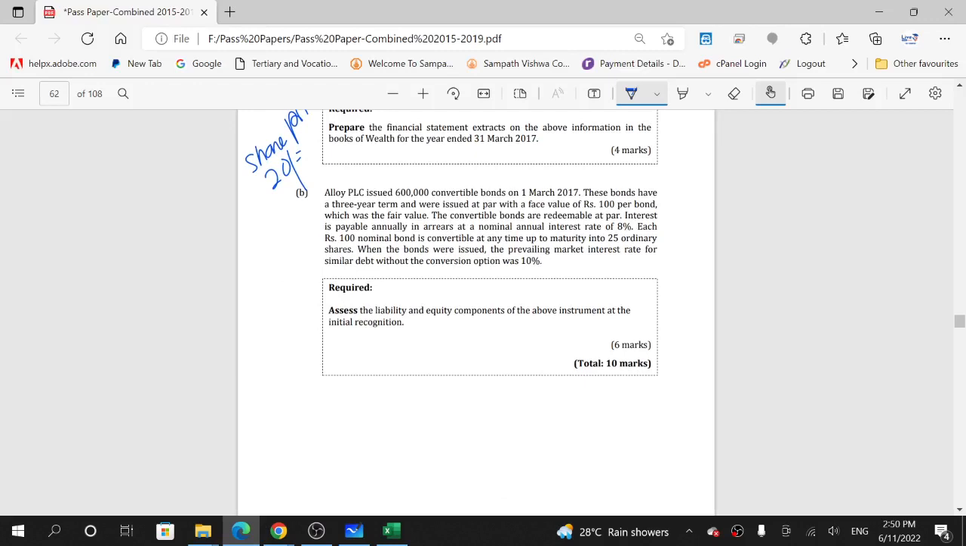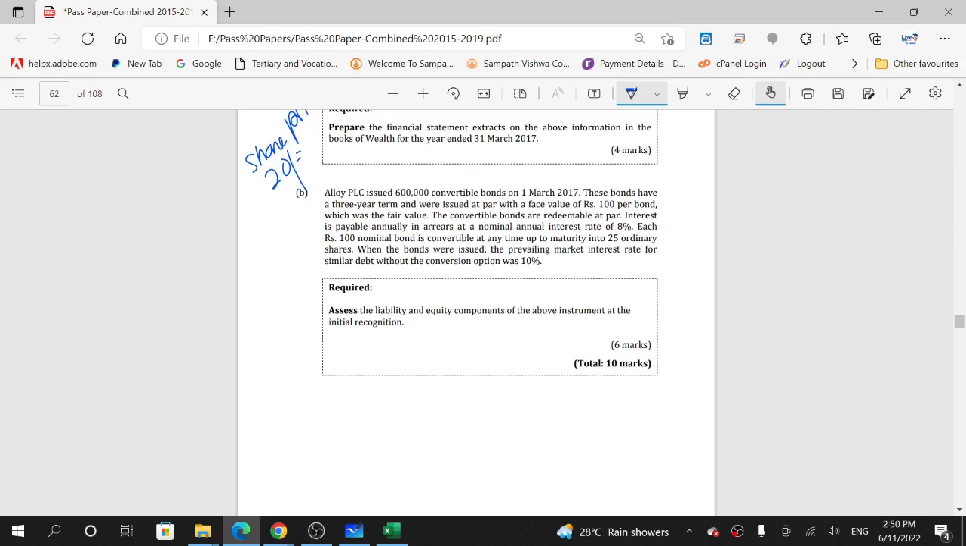Alloy PLC issued 600,000 convertible bonds on 1st March 2017. These bonds have a 3-year term and were issued at par with a face value of 100 par per bond, which will be the fair value. The convertible bonds are redeemable at par. Interest is payable annually in arrears at a nominal interest rate of 8%.